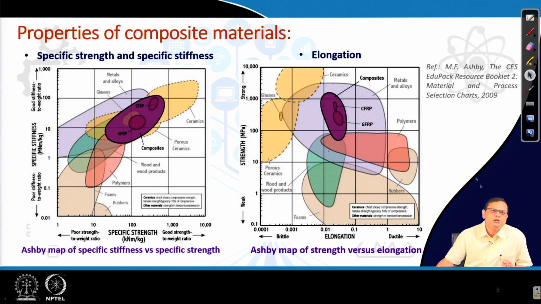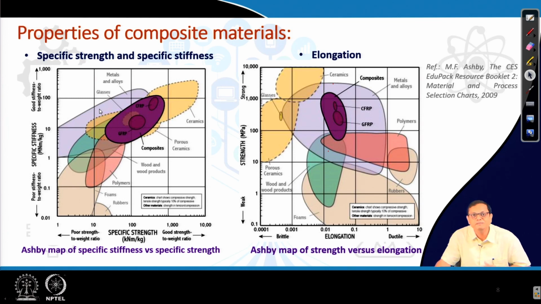Now, let us look into the different properties. We will discuss the mechanics of composite materials and other things, but before we go into all those things, let us initially look at the properties of composite materials. Now, if we look at this particular Ashby map, on the x axis we have specific strength and on the y axis we have specific stiffness. If you look at the metals and alloys, we can see most of the metals and alloys have a very good specific stiffness, however, the strength is not that much.